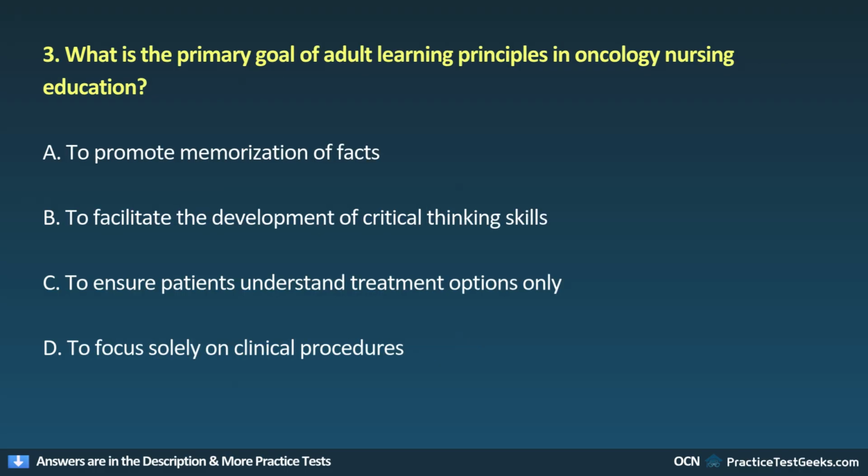3. What is the primary goal of adult learning principles in oncology nursing education? A. To promote memorization of facts. B. To facilitate the development of critical thinking skills. C. To ensure patients understand treatment options only. D. To focus solely on clinical procedures.